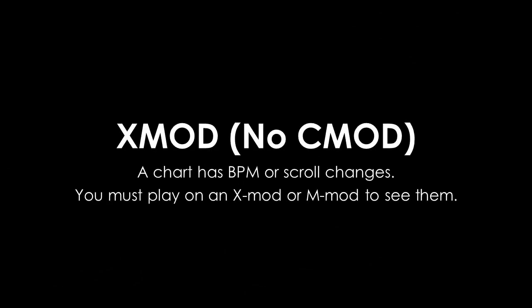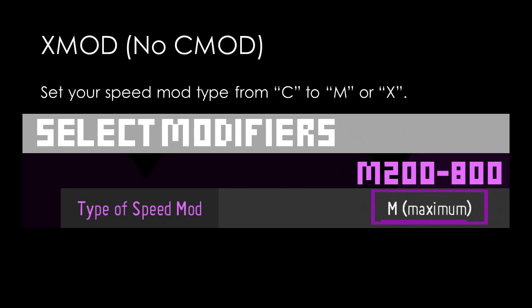If a step artist has included XMOD in their tech notations, it means that there are speed changes either in the form of BPM changes or scroll gimmicks. To execute them, go into your player options and change your speed mod from a CMOD to either an MMOD or an XMOD. A lot of charts may have speed changes even if it's not explicitly noted in the tech notation. The best way to find out if a chart has speed changes is to default to using an MMOD or an XMOD, rather than defaulting to a CMOD.